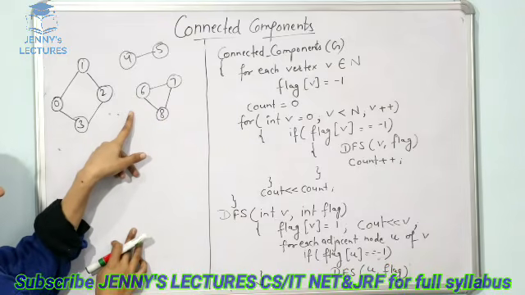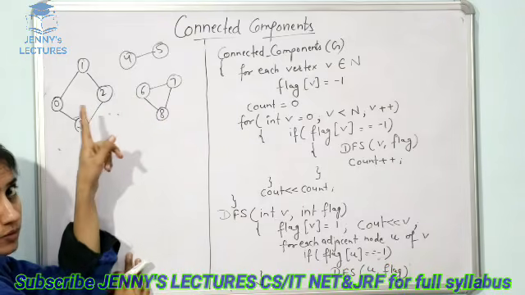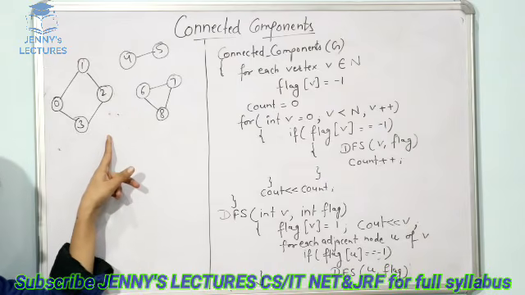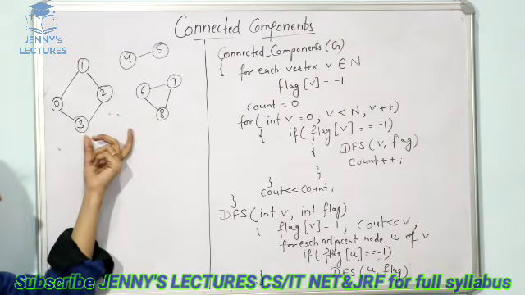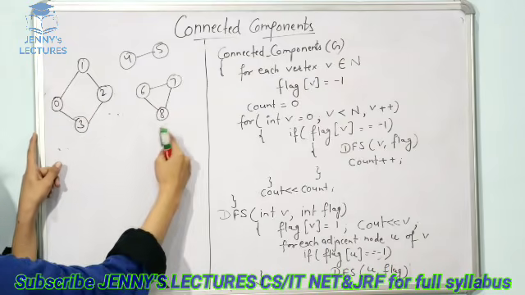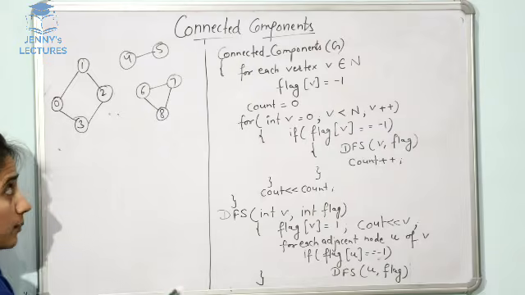So how many times has DFS traversal been called? That is 3 times. So we have 3 connected components in this graph. By looking at this graph only, you can also tell this one is the first connected component, this one is second, this one is third.